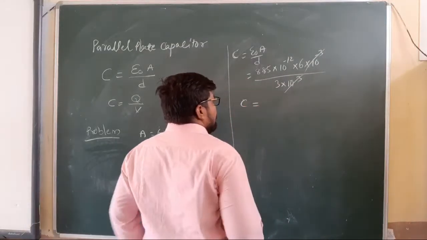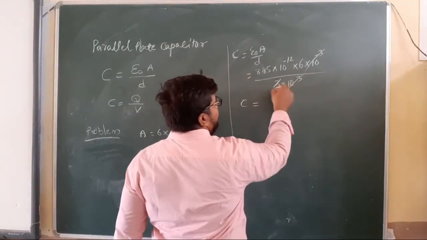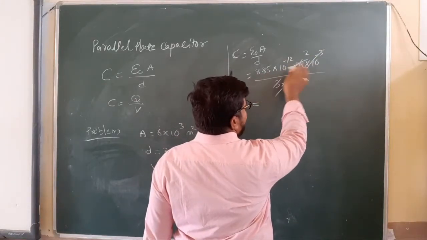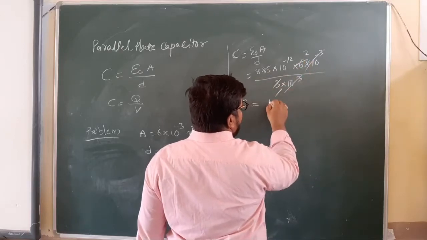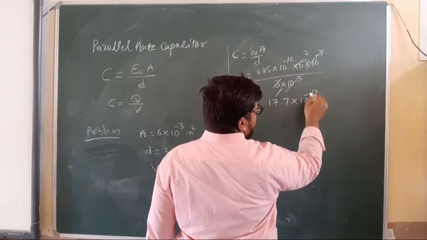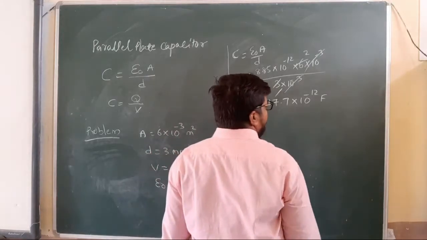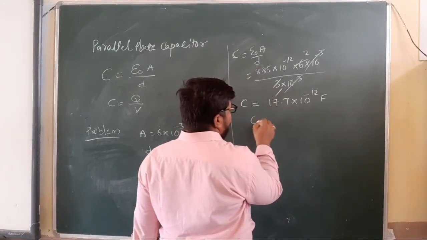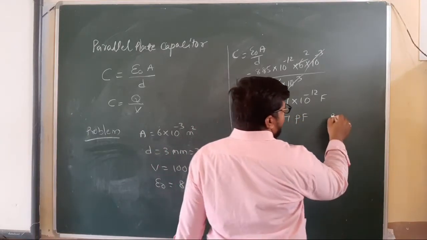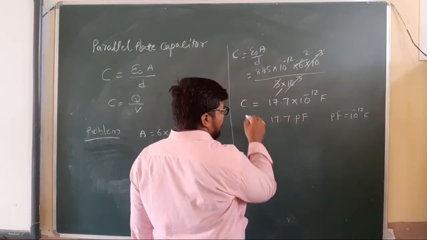So here 8.85 into 6 by 3, 3 ones, 3 twos. After cancellation we get 8.85 into 2, 17.7 into 10 power minus 12 farad. We know that 10 power minus 12 is pico, so you have to write 17.7 picofarad. Picofarad means 10 power minus 12 farad.